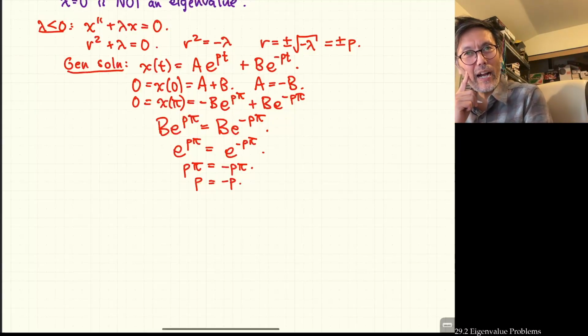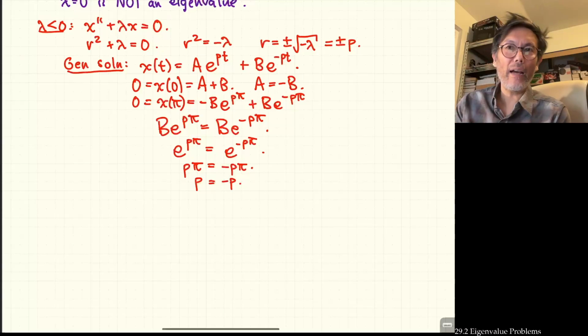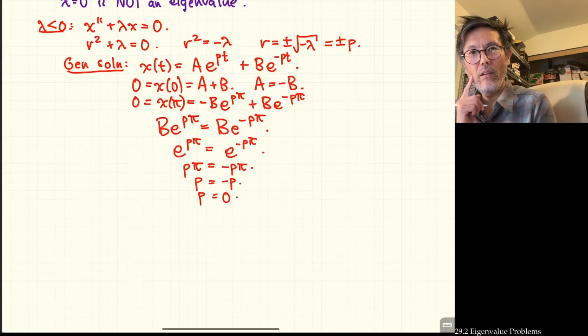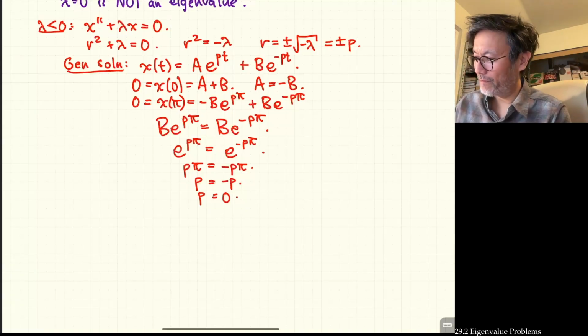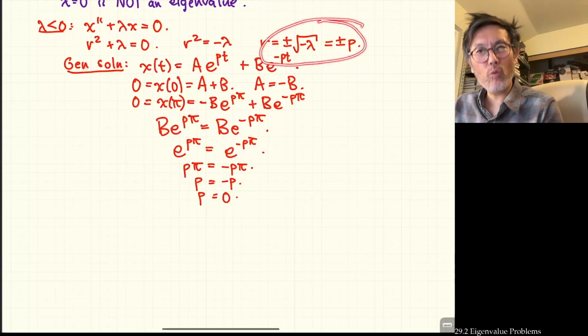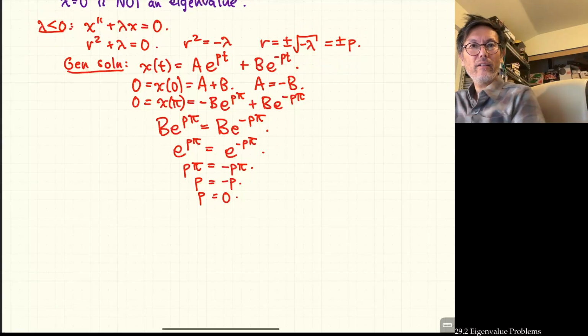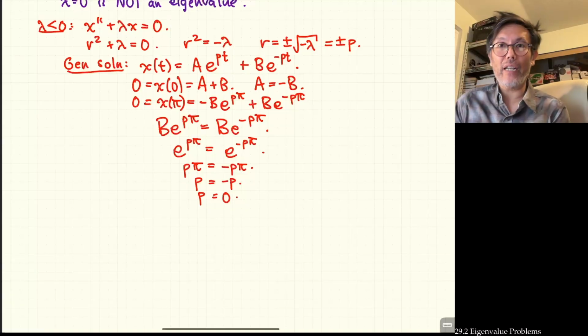And now ask yourself, how in the world could this happen? How could p be negative p? There's only one way. Add p to both sides, divide both sides by 2, and learn that p is 0. But p can't be 0. Because if p is 0, look back here. That would say that the square root of negative lambda was 0. But that would imply that lambda is 0, but lambda is negative. What this shows is that lambda negative can never be an eigenvalue.